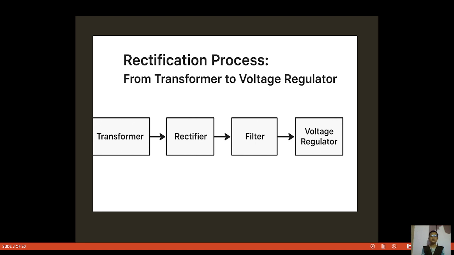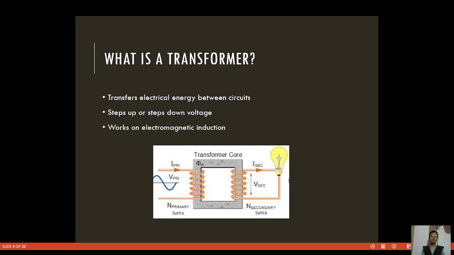The first block is the transformer. What is a transformer? A transformer is a device which transfers electrical energy between two or more circuits through electromagnetic induction. It can be either step up or step down. The name itself says that step up means increasing the voltage, whereas step down means decreasing the voltage. It works on the basic concept of electromagnetic induction, and it can be step up or step down depending on the requirement of the user.